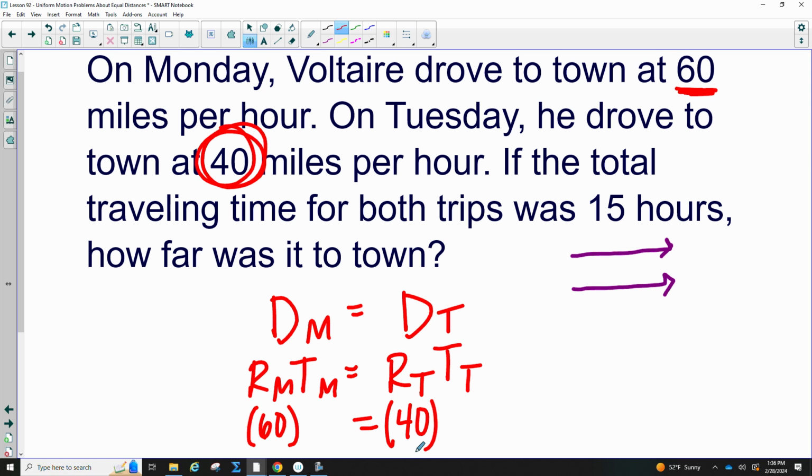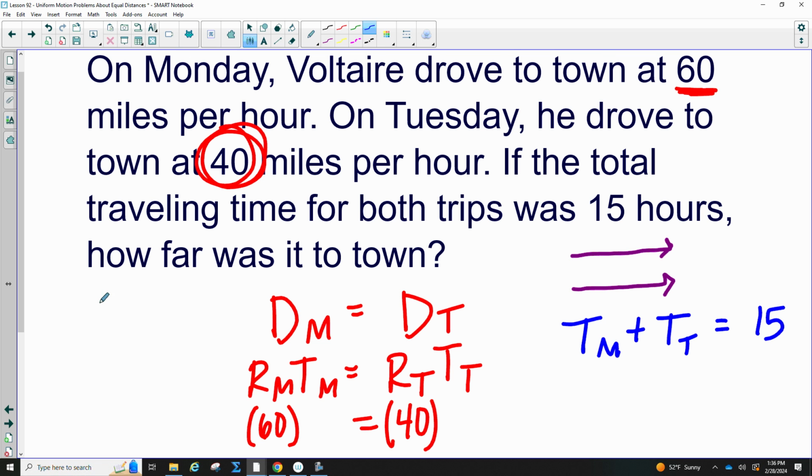If the total time for both trips was 15 hours, this is an equation you want to write off to the side. How would I write total time is 15 hours? Okay, Knox. Did you say T plus T? Don't do D. Time plus time. Yep. So time Monday plus time Tuesday equals 15. Okay, isolate either one of those. Okay, total time is 15.